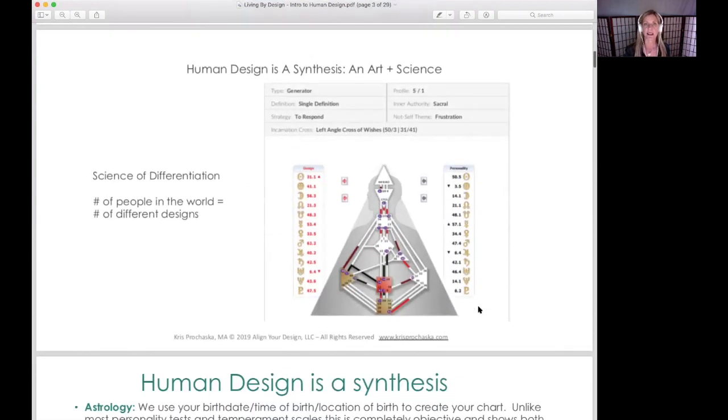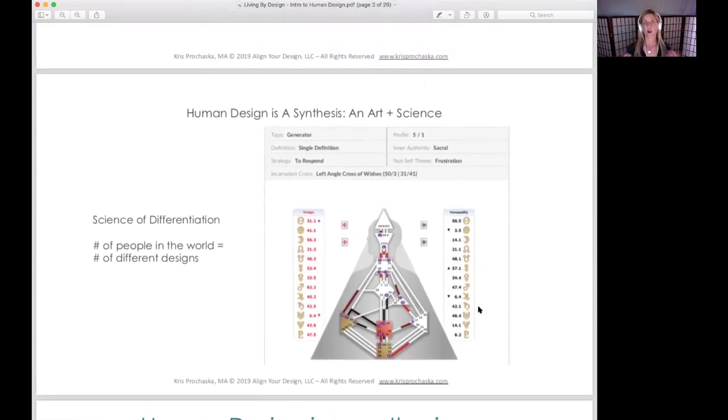All right, so it is a synthesis. It's an art and a science. It is the science of differentiation, really showing us that every single one of us is absolutely unique. The number of people there are in the world is the number of unique designs there are. That's what sets human design apart from all other personality systems.